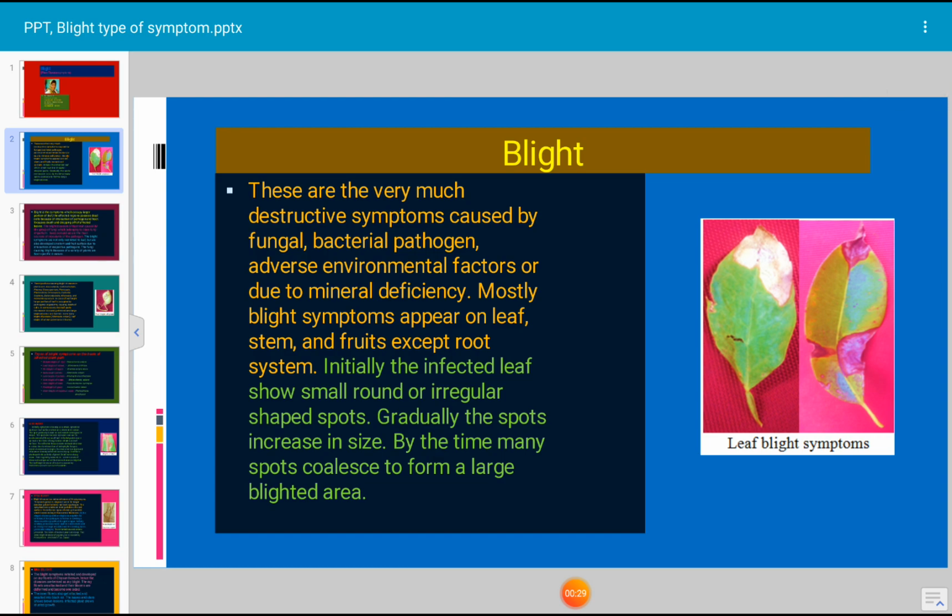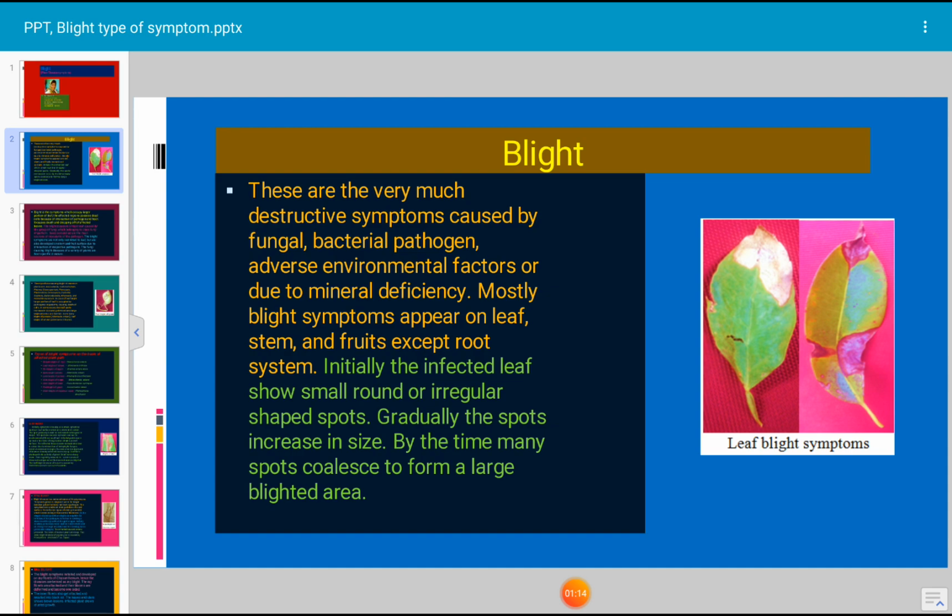Blights are very destructive symptoms which are caused by fungal, bacterial and abiotic factors. Fungi cause blight disease, bacteria cause blight disease. Even in the presence of adverse environmental factors, the blight symptoms occur on the plant. In some cases, due to mineral deficiency, blight symptoms are formed on the leaf or other part of the plant. Mostly, the blight symptoms appear on leaf, stem and fruits except the root system.